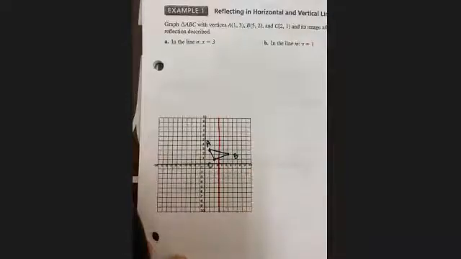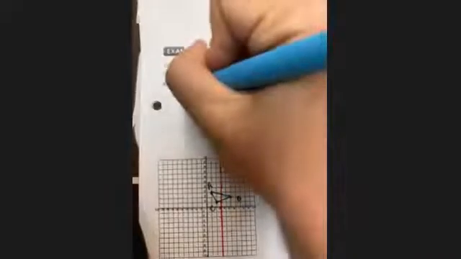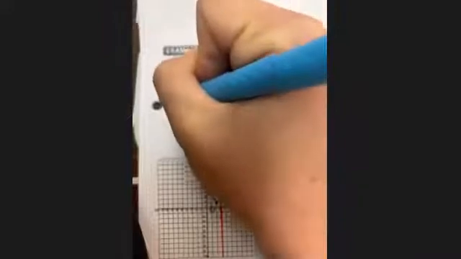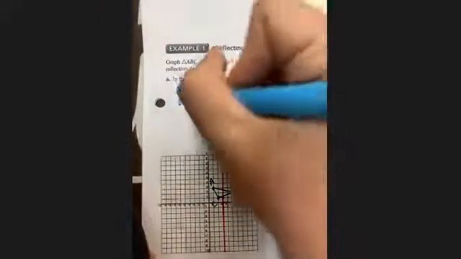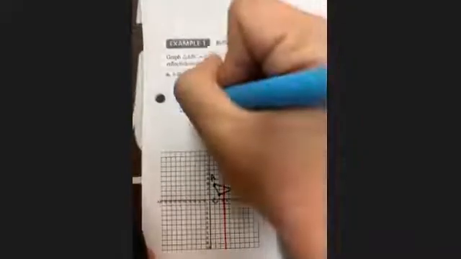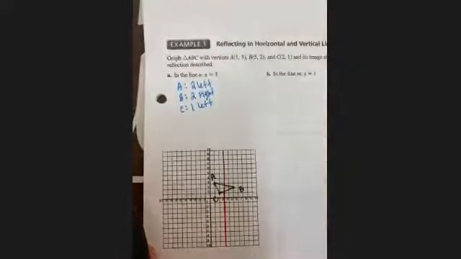Okay, so what I do with these problems, I think the easiest way to think about this is that my regular A point is 2 to the left. B is 2 to the right. And C is 1 left. Okay, so now to flip those, we want A prime to be 2 to the right, B prime to be 2 to the left. You see I'm just flipping where they were, and C prime to be 1 to the right.